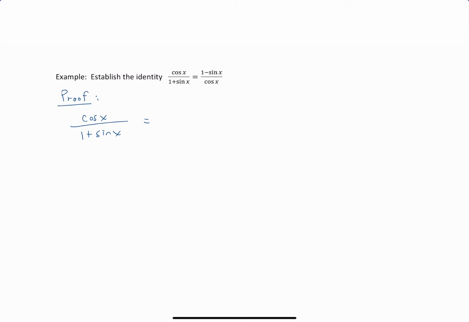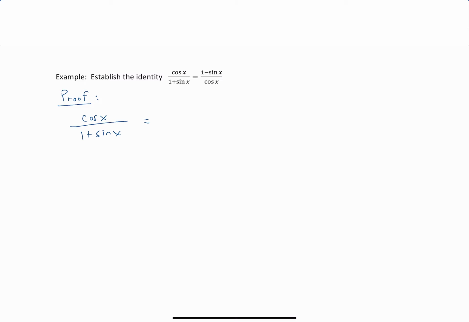doing stuff to it. First question, is there any algebra I can do to simplify this? No, I don't see any. Are there any trig identities I could use? Well, gosh, no, I don't really see any trig identities that will help here. So what can I do?